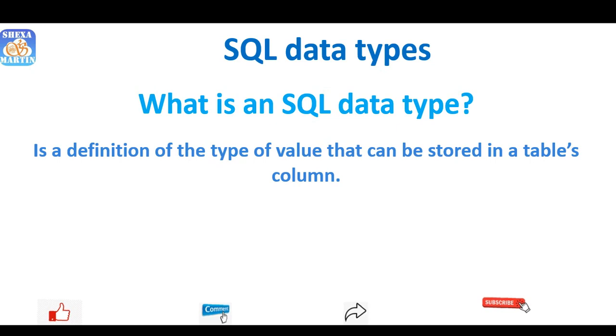If I ask, for example, what is the price of this apple? The price of this apple is $30.50. It has a decimal point, so I might call this double, or I might call this float. So float is the data type, the type of value to be stored for a certain column. That's what we are calling data type.